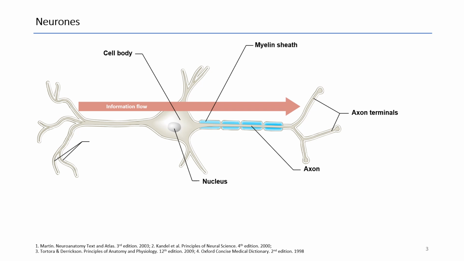Myelin sheath is a whitish, fatty layer that wraps around the axons of most neurons and serves to increase the transmission speed of an action potential along the axons. Axons with a myelin sheath are known as myelinated axons. Dendrites receive information from other neurons. Each neuron typically has more than one dendrite.